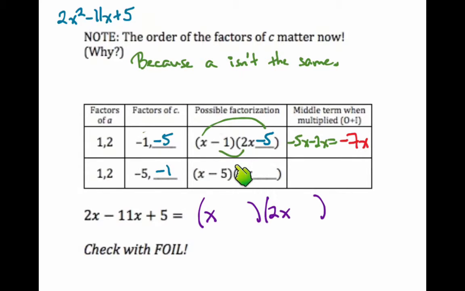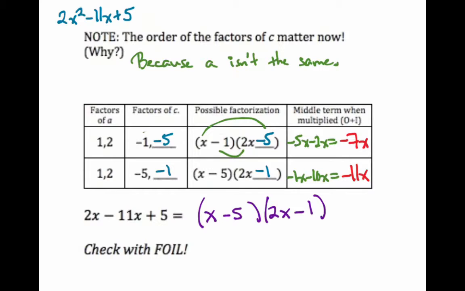We know our firsts, we don't care about. We know our L's, we don't care about. What we care about is our outside and our inside. So if we've got x times negative 1, we'll have negative 1x. And if we have negative 5 times 2x, we'll have negative 10x. And if we add those together, we'll have negative 11x. Yay, that's the magic number that we wanted. So this is our solution. We have x minus 5 times 2x minus 1.